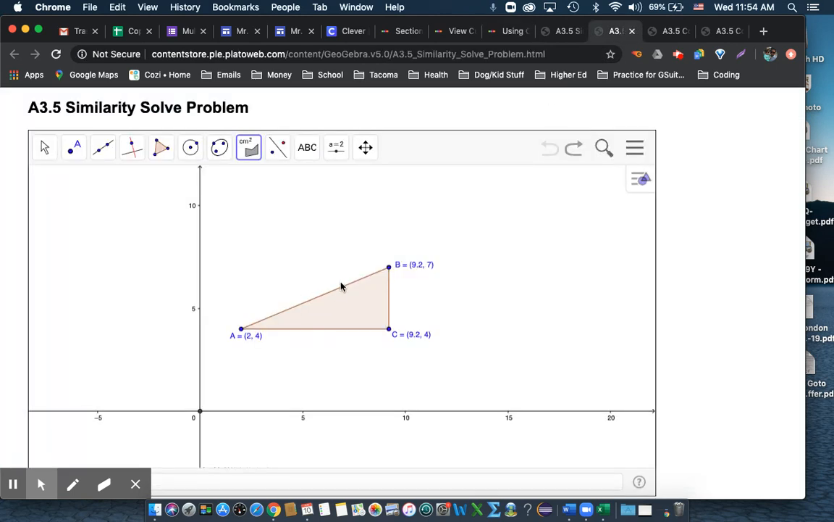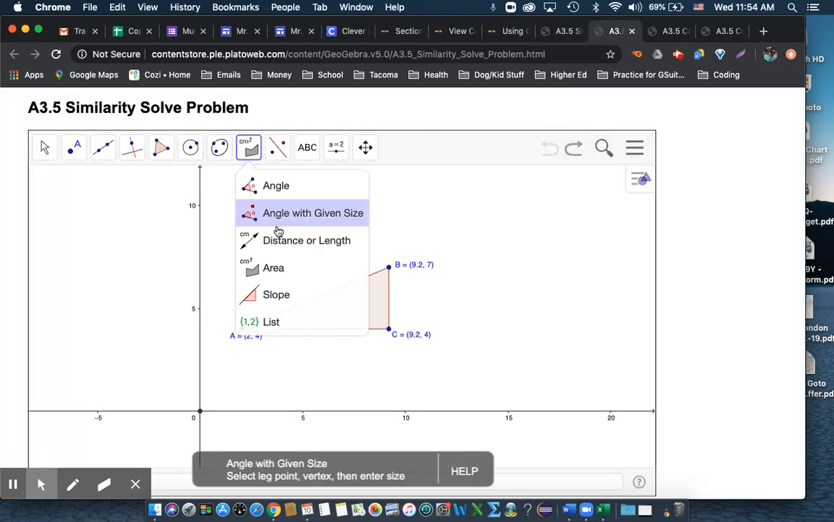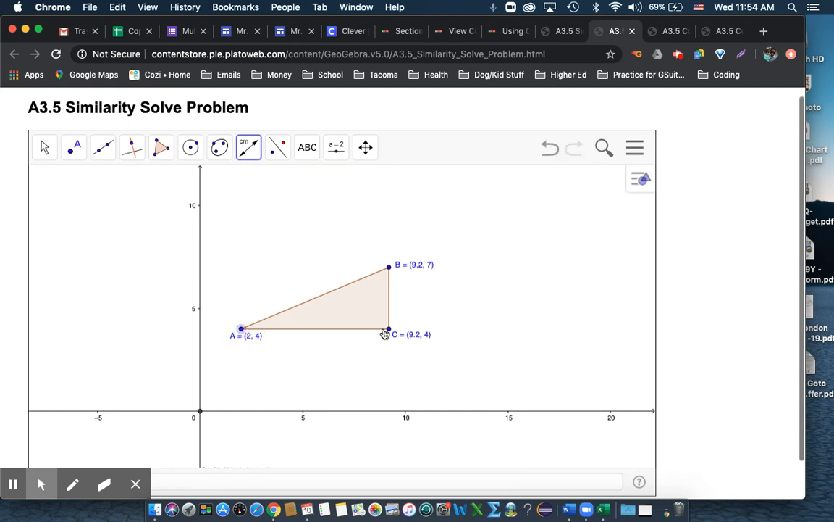Now, let's first find the lengths. So distance from A to C, C to B, B to A. They then ask us to find the area. Now, the area of a triangle formula is 1/2 base times height. Okay, 1/2 base times height.